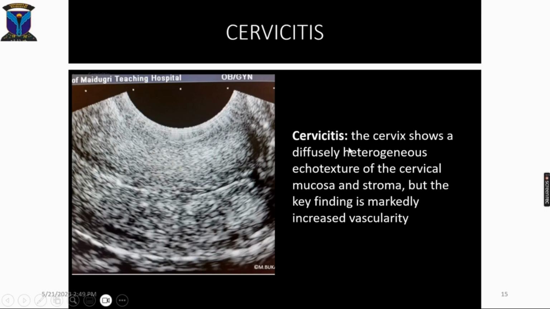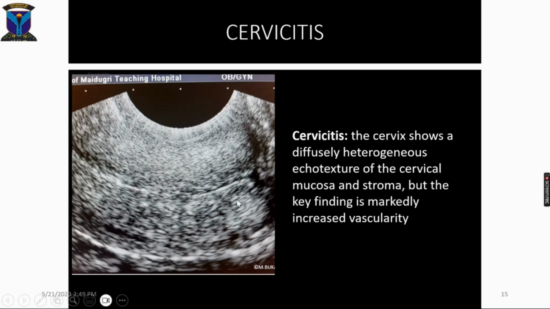In cervicitis, the cervix shows a diffusely heterogeneous echotexture of the cervical mucosa and the stroma. But the key finding is a markedly increased vascularity. This patient presented with features of acute pelvic inflammatory disease. As you can see, the vaginal discharge here clearly delineated the posterior fornix, posterior lip of the cervix, the anterior lip, and the external os. 10 days after antibiotic treatment, the heterogeneity was still the same.